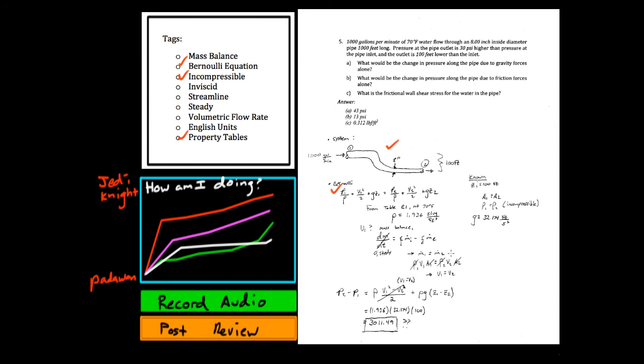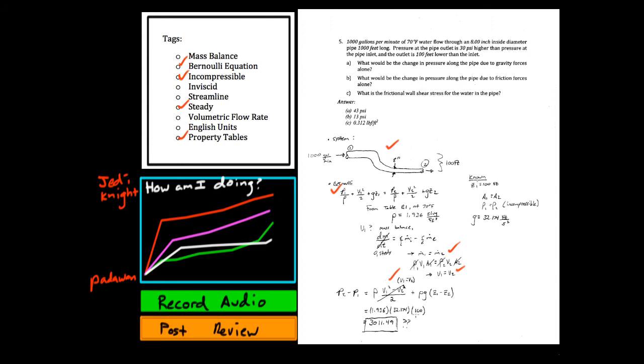And you can see here that because it's steady, so I'll check on that tag, the velocities have to be equal. Well, that's very convenient because when you rearrange your Bernoulli equation to solve for the thing you're looking for, this change in pressure, you can cancel that term out. Now it's just a matter of subbing in the numbers, and that looks like you've done it correctly here.